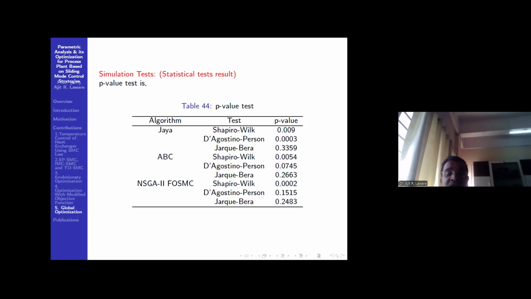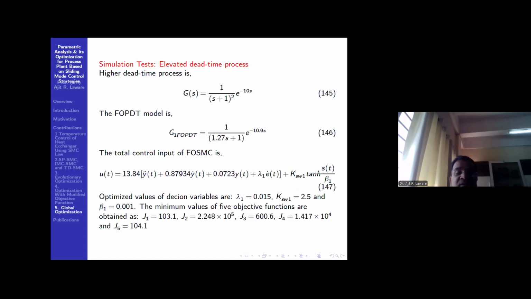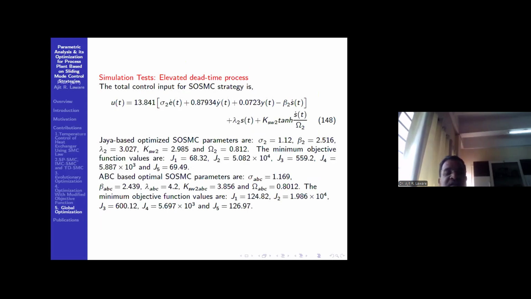P-value test. So these are the three tests for Jaya, the same three tests for ABC and NSGA2, and I am getting the p-value. A lower p-value must be there. If the p-value is lower, the optimizer is better. Then this is the elevated dead time process for FOSMC, first order SMC. U of t is represented by equation 147, and these are the optimized values and objective function values for the elevated dead time process. For the SOSMC strategy, the final total control input is given by equation 148 and its values.